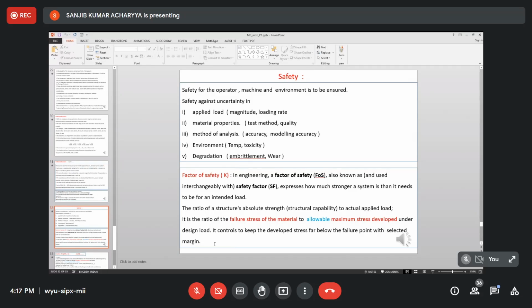So it is rather the reverse thing: first you decide what will be your factor of safety. Then you divide the material property by the factor of safety and get the allowable stress. So the factor of safety will determine the margin of safety. Is it understood? Yes, sir.